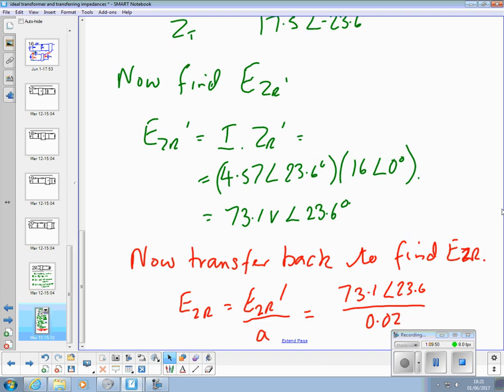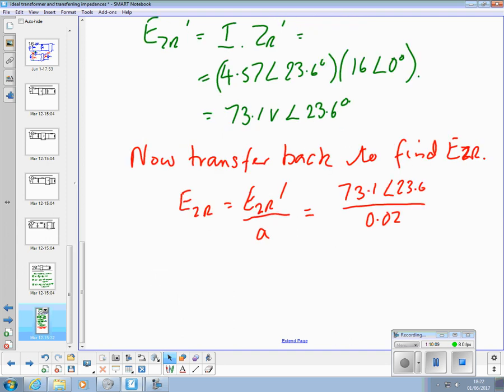Okay? So what we're doing here is calculating what the voltage is transferred to the primary. If we now divide by the transformer ratio, we'll find out what it is on the secondary side. We know it's a step up, so that's looking good. The answer to that, 73.1 divided by 0.02, should be 3655 volts, angle 23.6 degrees. Doesn't change the angle.